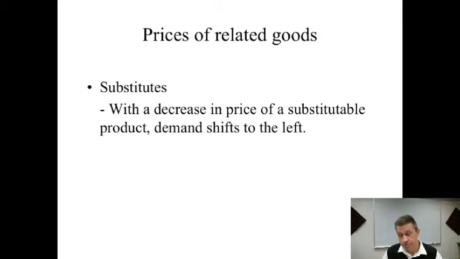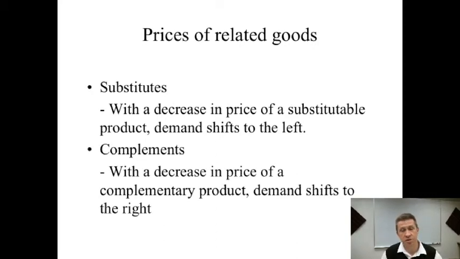Let's say you are looking at a video game system and you're thinking, well, I think I'm going to buy the PlayStation 3. Well, if a week before you're about to buy the PlayStation 3, the Xbox 360 drops dramatically in price, you might reconsider. With the decrease in the price of a substitutable product, your demand for the PlayStation 3 may have dropped. So on the demand curve, we would say it would shift to the left. A shift to the left shows a decrease in the demand for a product.